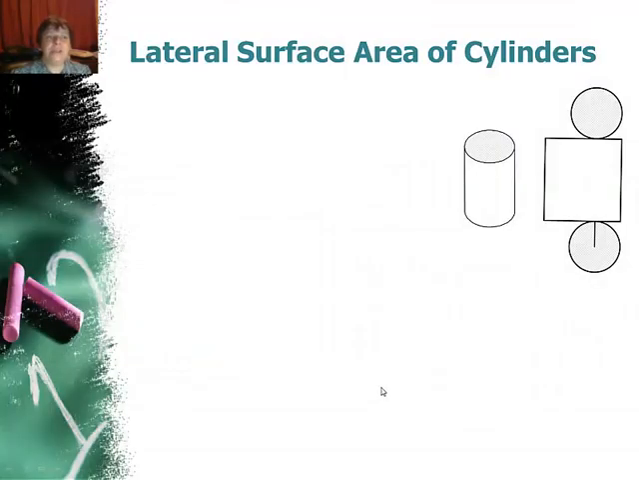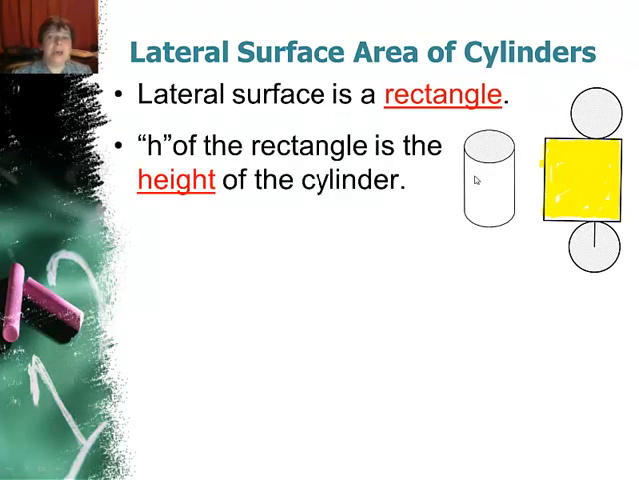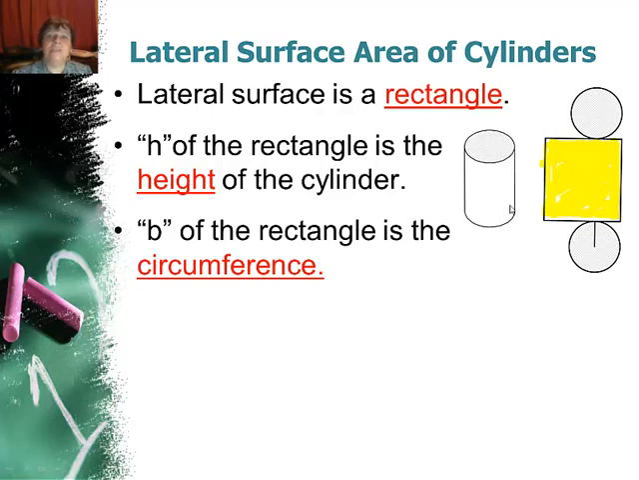Now let's take a quick look at the lateral surface area of cylinders. So the lateral surface is a rectangle, and the height of it is the same as the height of the cylinder. Here's H here, and there's H. The base here is the same as the circumference of this cylinder. So we end up with this formula. There's the circumference, which is the base, and there's the height. And that gives us the area of this rectangle.